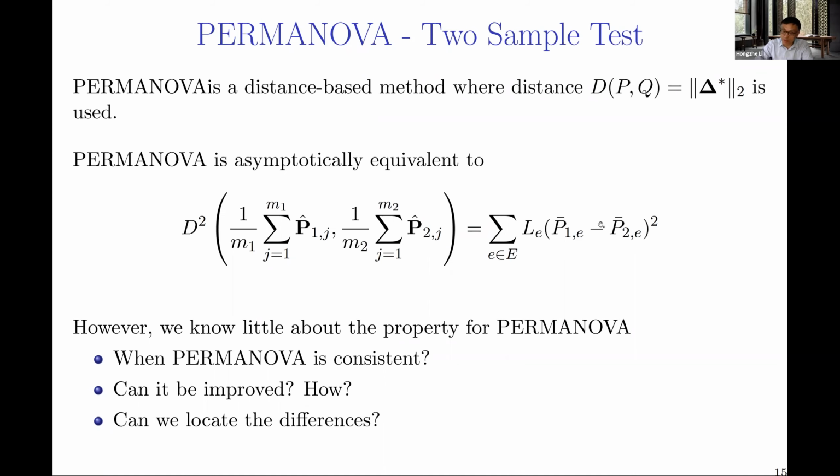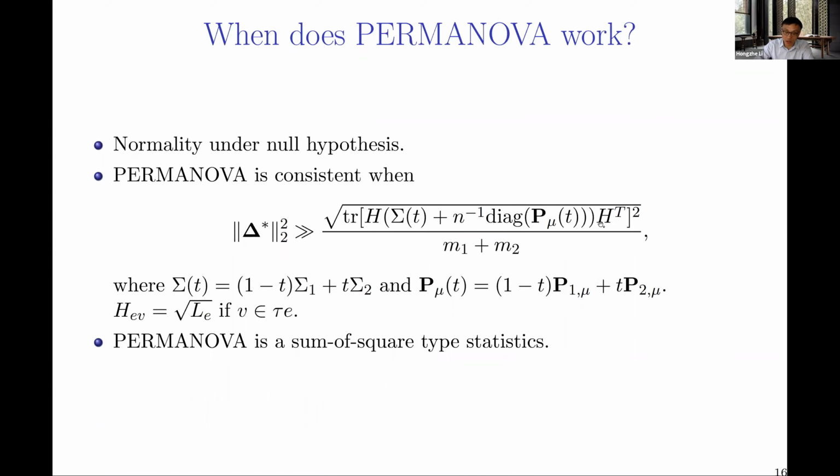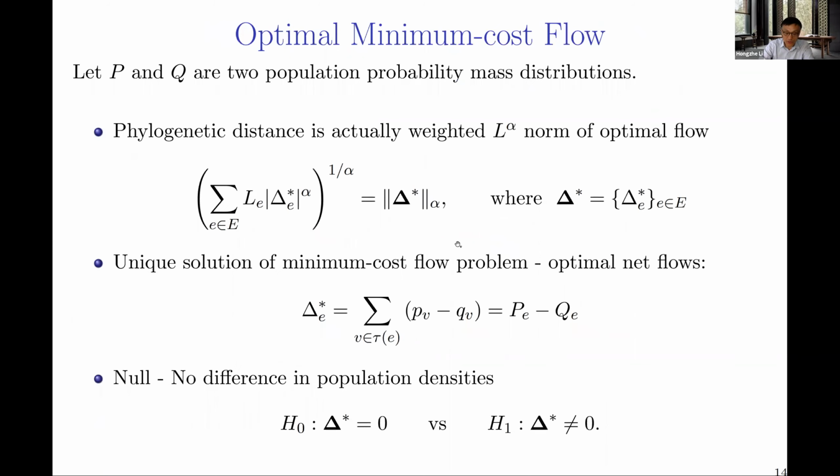But that's going to depend on what the alternative is. So now, is this whole optimal flow being 0? The alternative is that this vector is a non-zero vector. A non-zero vector has two possible alternatives: one is that every element of this delta vector is non-zero, another is that only a few of them are non-zero. So depending on different possible alternatives, you may be able to develop different tests that are powerful.